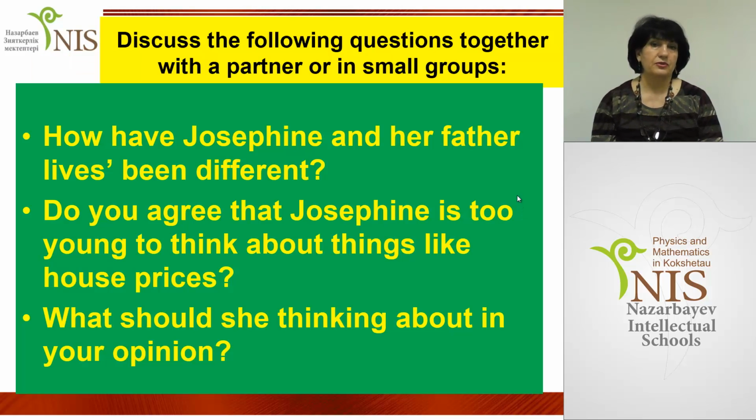So now there is time for us to discuss some questions together with a partner, or you may be divided into small groups. The questions for the discussion are: how have Josephine and her father's lives been different? Next question. Do you agree that Josephine is too young to think about things like house prices? Next, what should she think about, in your opinion?